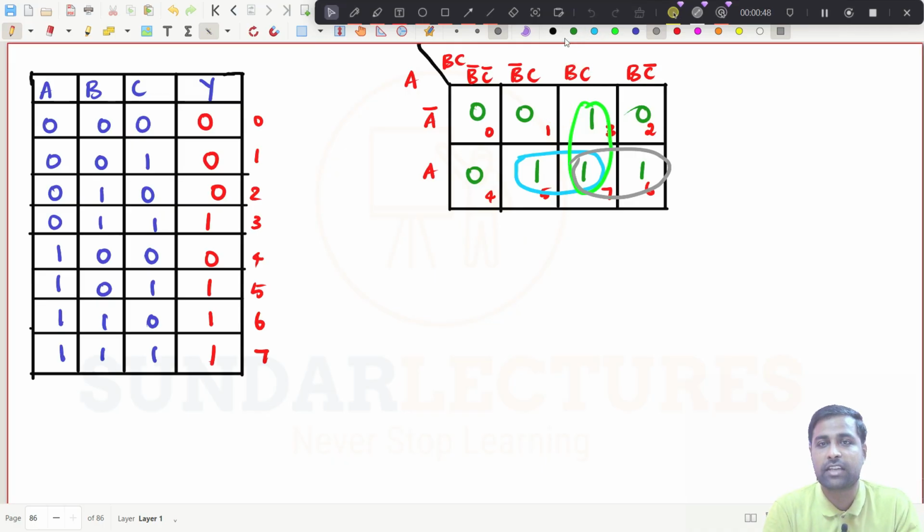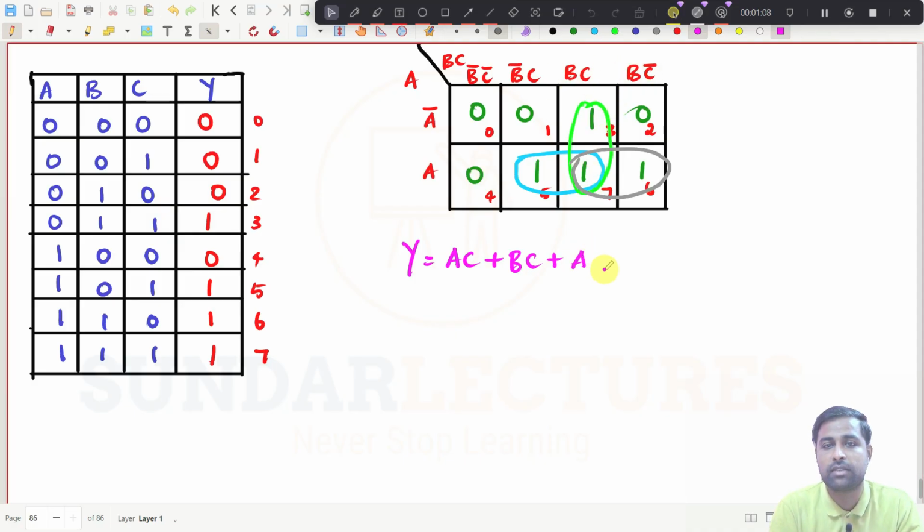So how will you write the expression now? Straight away you can write the Y. For this one, blue color, this is A and the common term is C. So AC is the first term, plus what is the second term? Maybe we will take this one. Straight away it is BC, and then plus this one, it is A. What is the common term in these two? It is B. So this is the final expression, right? What can you do with this now? You can draw the logic diagram using this expression. This is a simplified version of the expression.